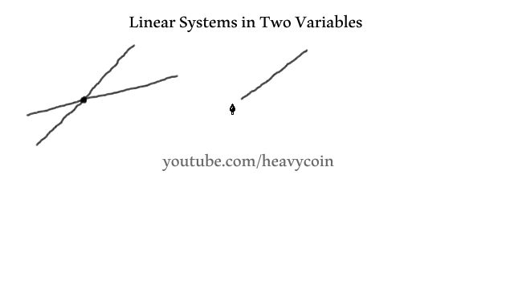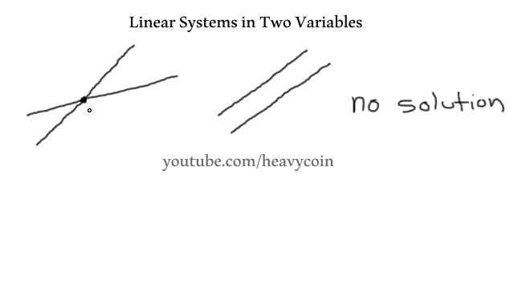We could have two parallel lines, so that means no solution, right? So this is no solution. This means one solution. I'll just write x, y as an ordered pair here. So this is one solution.